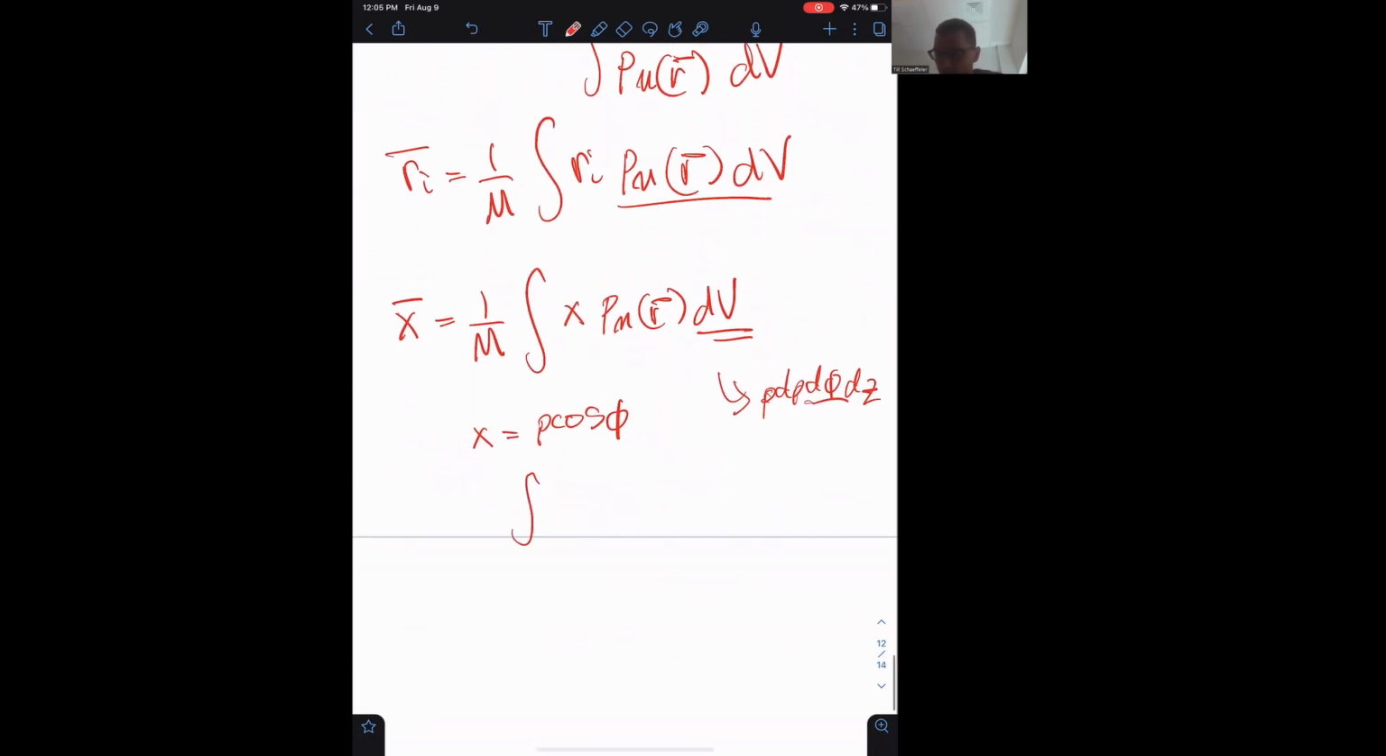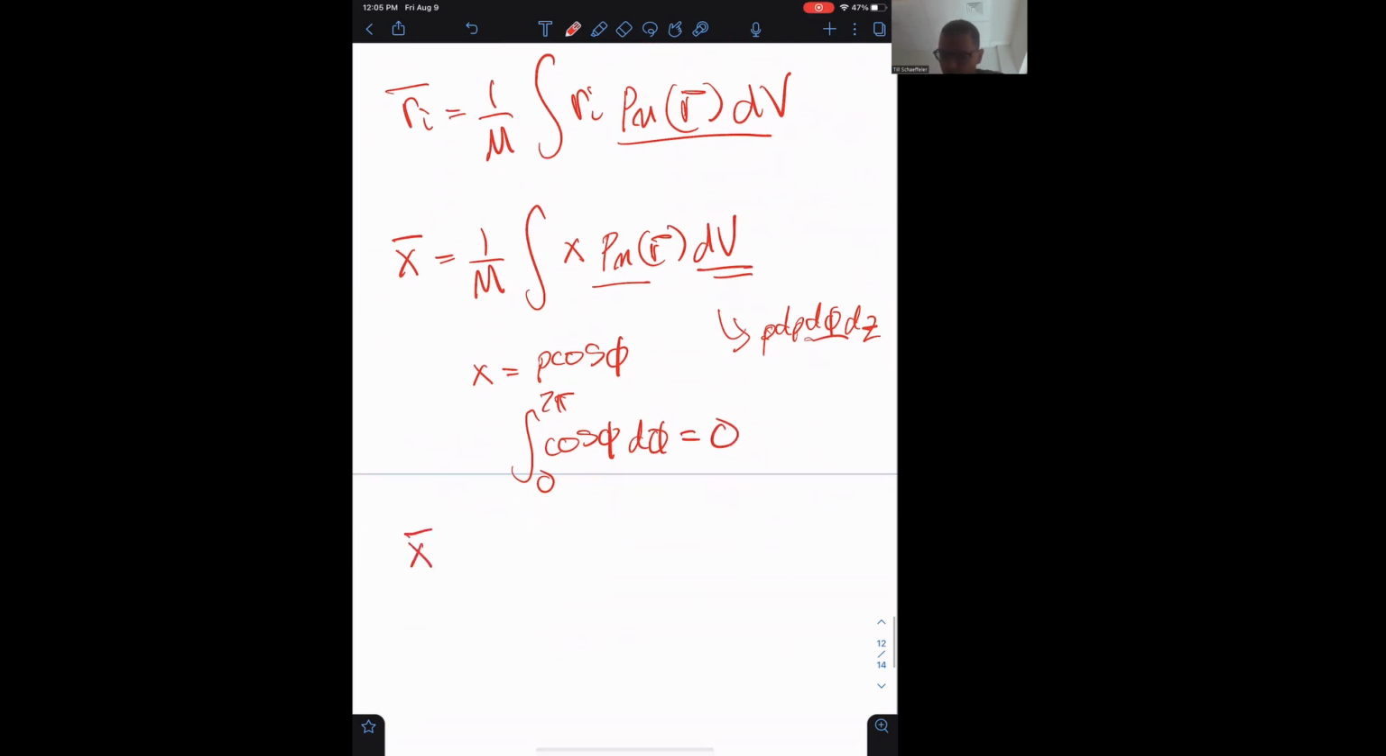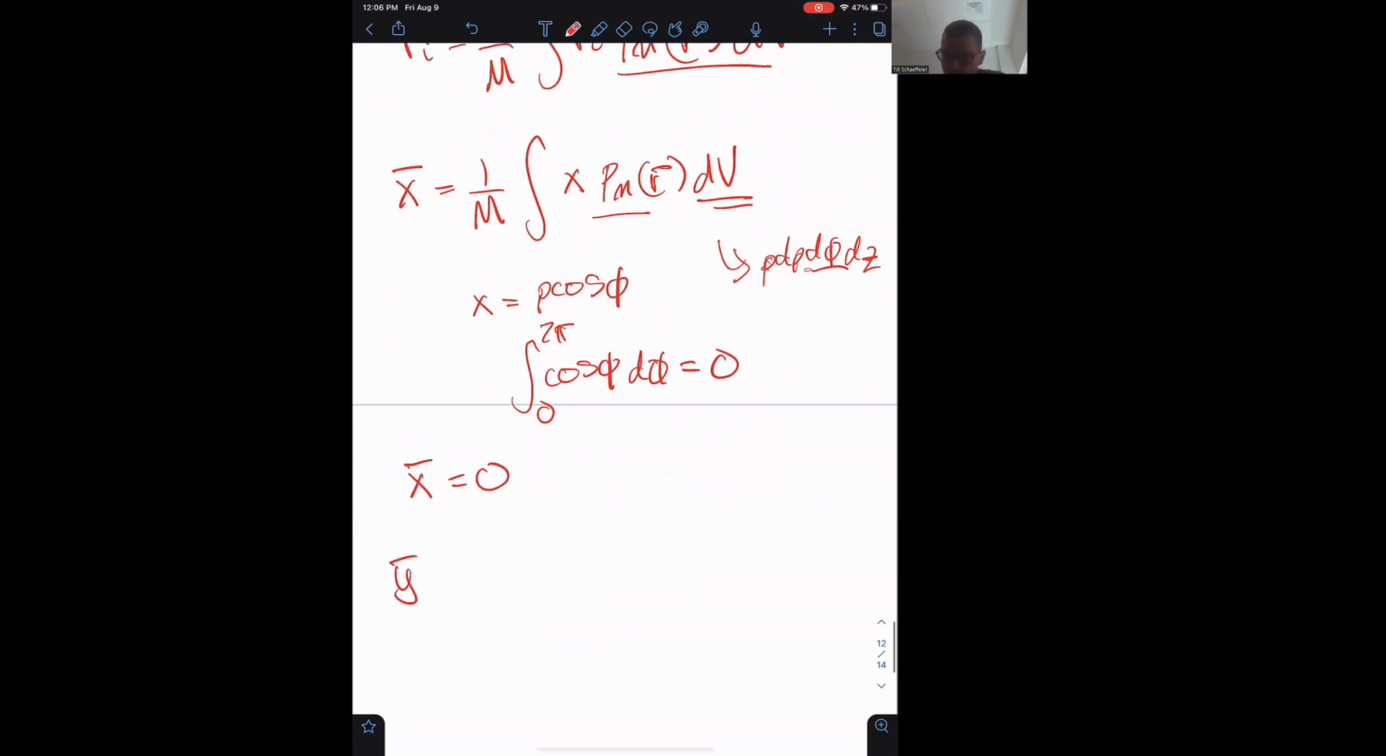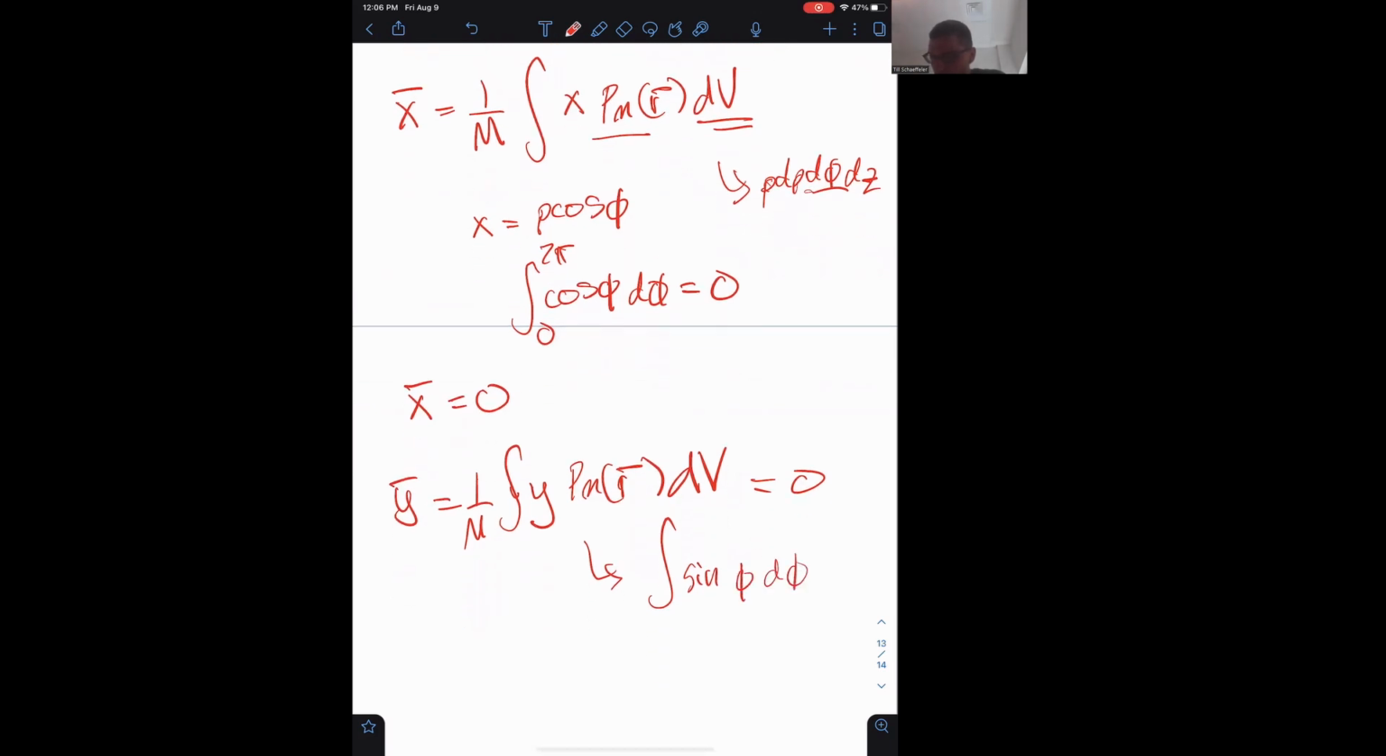So the integral of cosine phi after setting the limits is equal to 0, which means that x is equal to 0, and in a similar way y is going to be 0, because the integral of sine phi d phi from 0 to 2 pi is equal to 0.